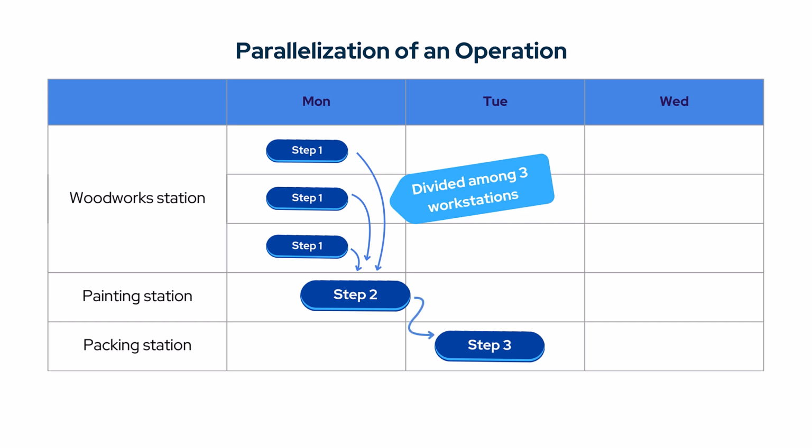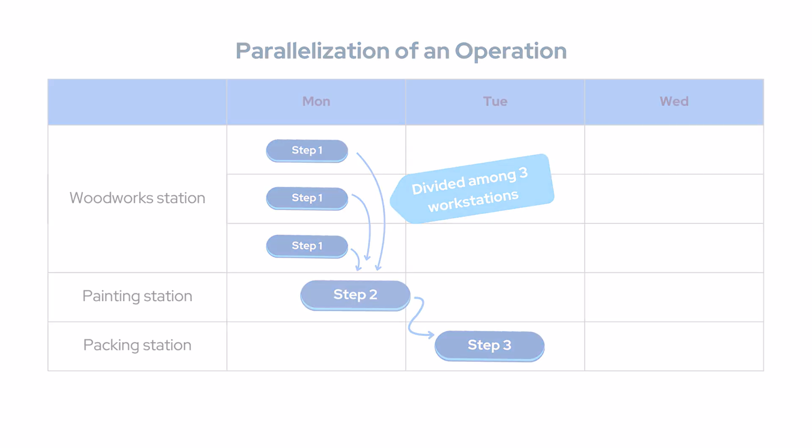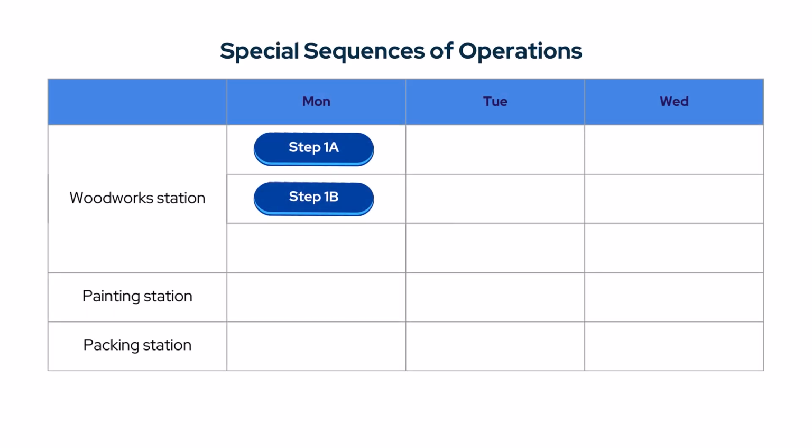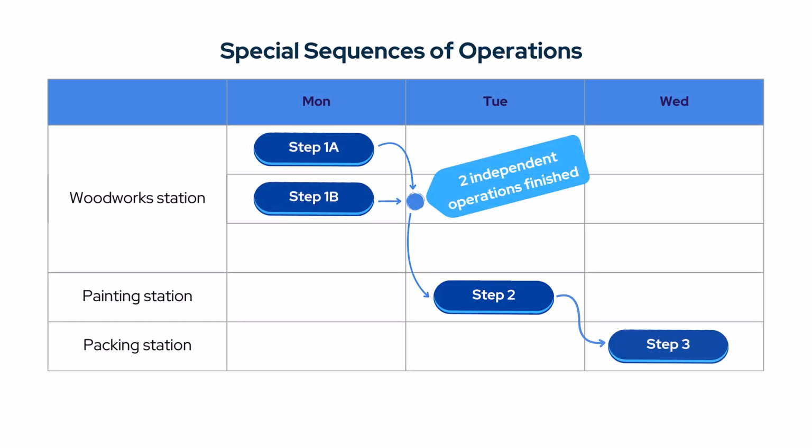You can divide a large operation among multiple workstations for faster processing. We call this parallelization. Finally, you could have more complex sequences of operations, for example, when several independent operations must finish before the next operation can start.